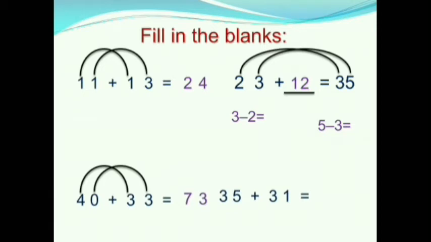Children, here we should add 35 and 31. First, we will add the numbers in the units place. Which digits are there in the units place? They are 5 and 1. 5 plus 1 is equals to 6. So, we will write 6 in units place. Next, we should add tens place digits. The digits in the tens place are 3 and 3. 3 plus 3 is equals to 6. So we will write 6. Therefore, the sum of 35 and 31 is equals to 66.